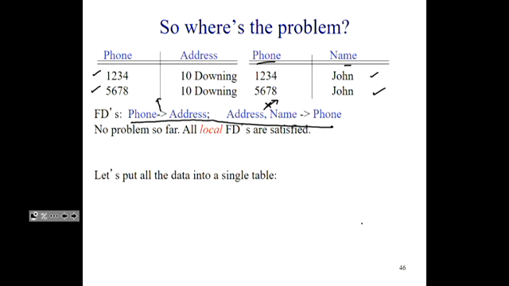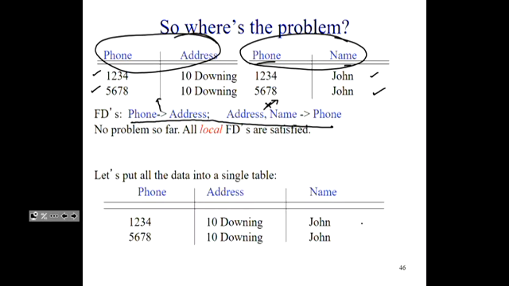And therefore, there's nothing that I need to check with the second relation, right? So far we are good, because no local functional dependencies, no functional dependencies that apply to this one or to this one are violated. Okay, so far we are good. Now, when we reconstruct the original relation, we get these two tuples. We get 1, 2, 3, 4, 10 Downing, John, and 5, 6, 7, 8, 10 Downing and John.